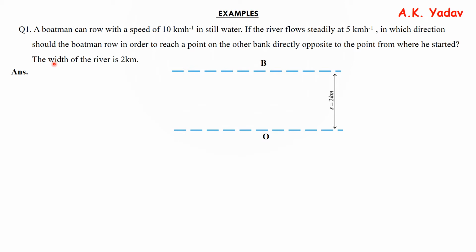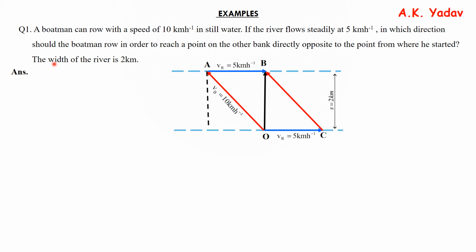He wants to reach point B. The velocity of river is 5 km per hour. And the boatman is having a velocity of 10 km per hour in still water. So he should row at an angle with respect to the flow of the river. As you can see, this is a parallelogram, and the diagonal of the parallelogram will give us the resultant velocity. Now this question can be done by two methods.